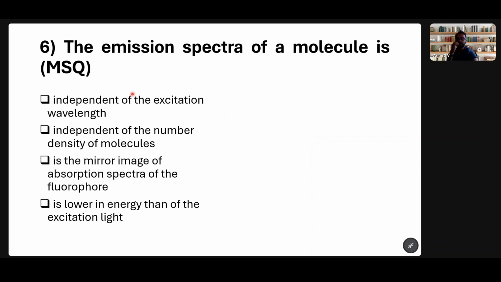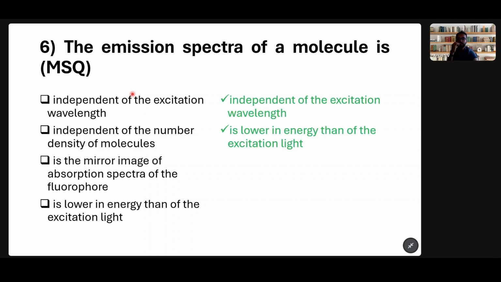And your last question for today: the emission spectra of a molecule is what? The emission spectra is independent of the excitation wavelength, independent of the number density of molecules, is a mirror image of the absorption spectra of the fluorophore, and is lower in energy than the excitation light. Since it's an MSQ, the correct options here are option 1, which is the emission spectra is independent of the excitation wavelength, and option 4, where the emission spectra is lower in energy than that of the excitation light.